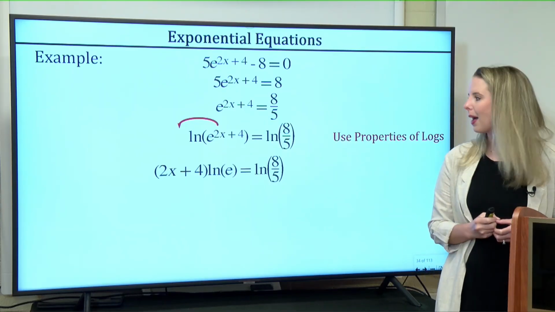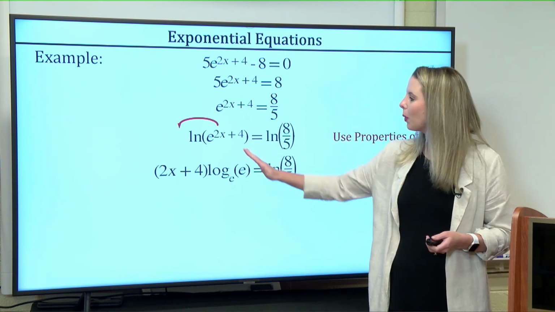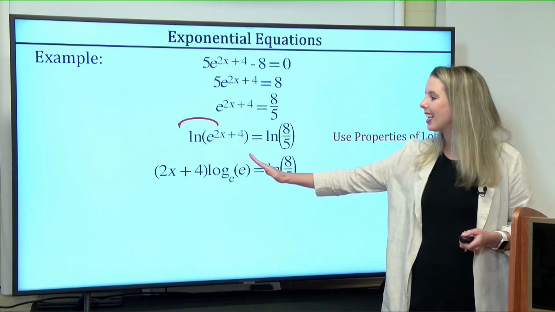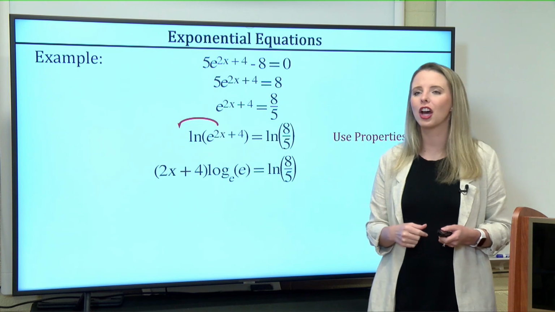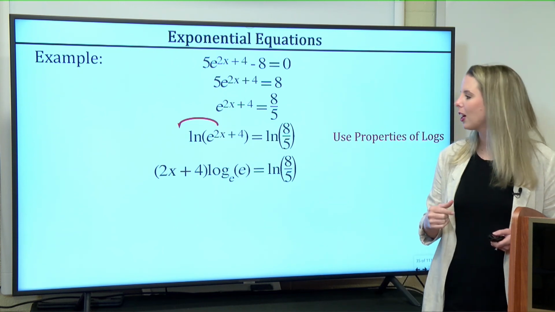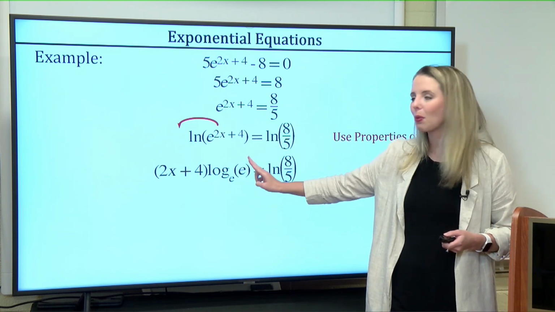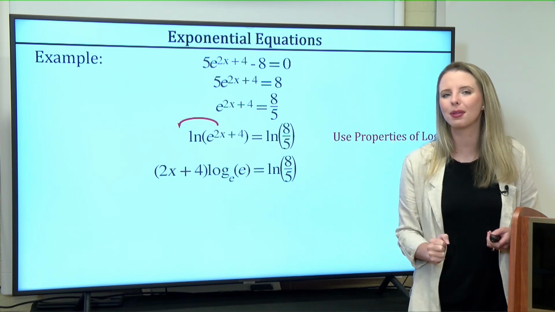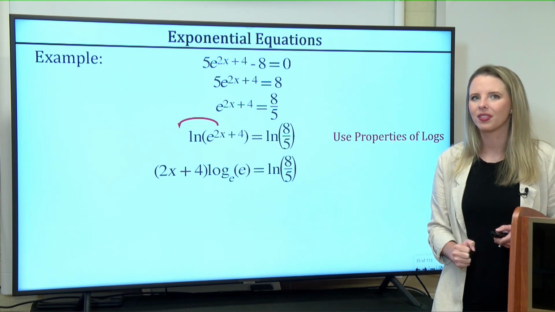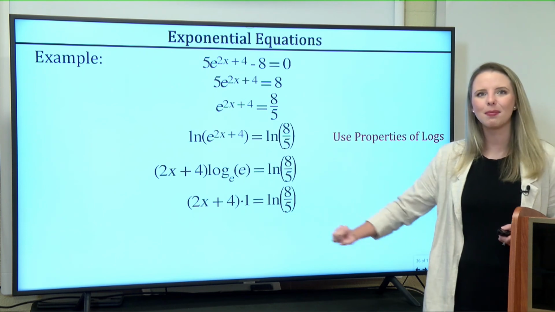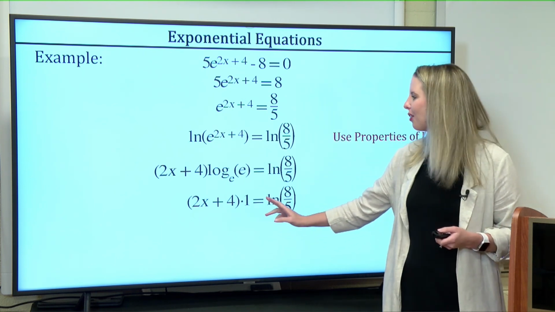It's log base e, right? Okay, so we can rewrite that. Log base e of e. Now let's use another property. What did we learn about when our base and what we're taking the log of match? What can we simplify that to? We can simplify it to 1. How beautiful is that?